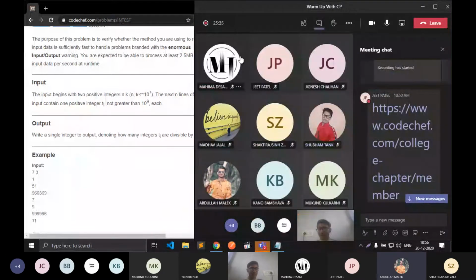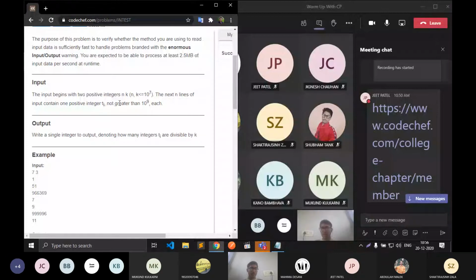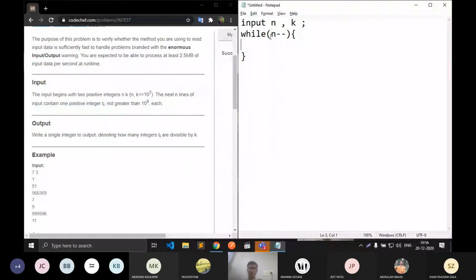Next is ti. It means we have to get integer ti. It is not greater than 10 raised to 9, so it needs a long integer. I hope you all know about integer, long, loops, and other coding basics. Long integer t here. Okay, done. We have to input it.